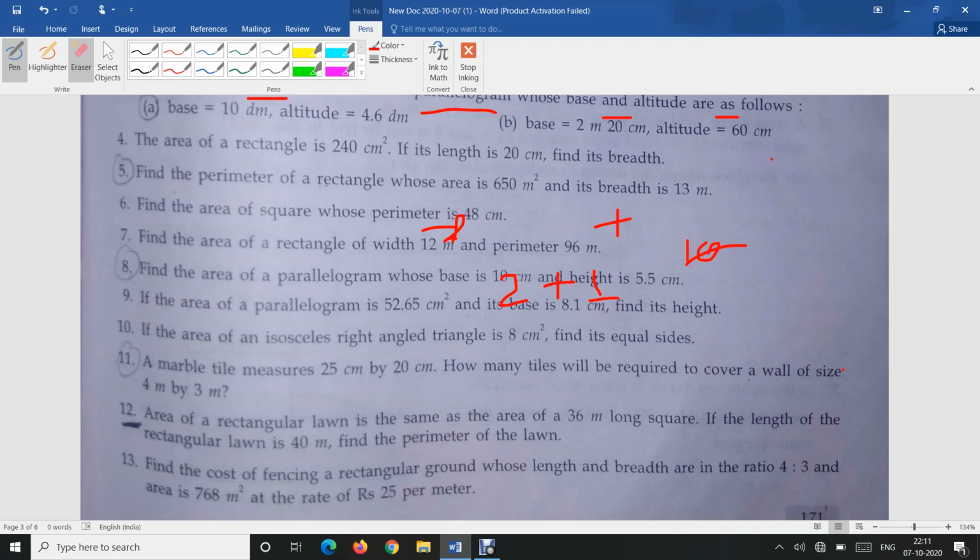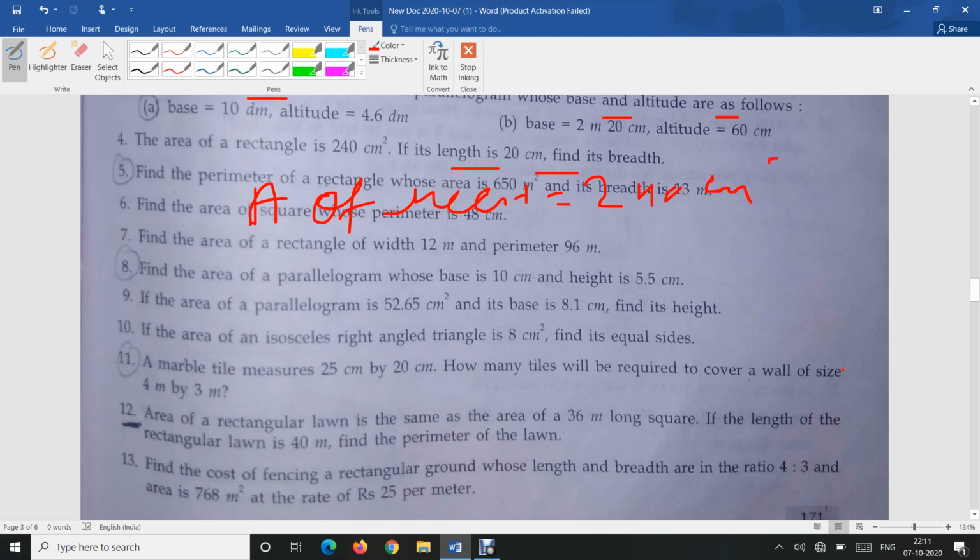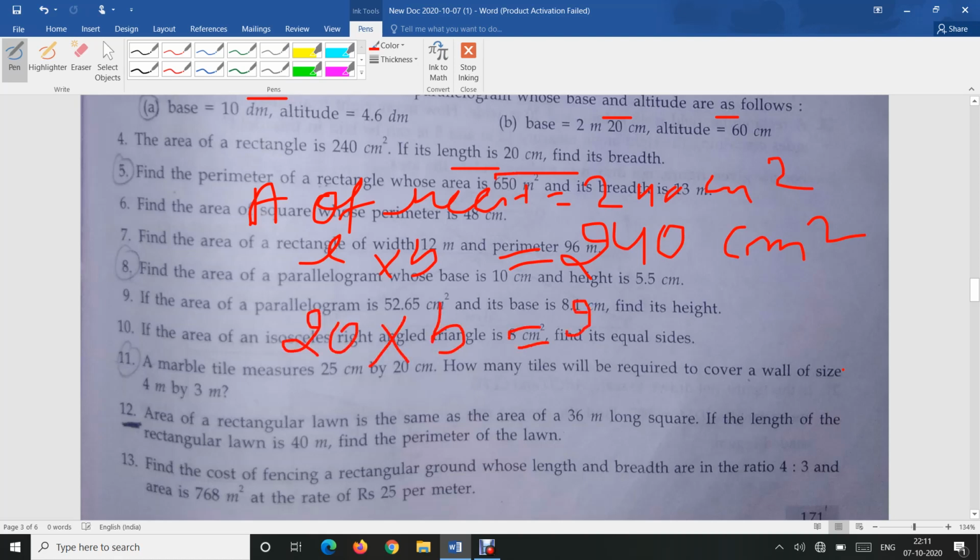Question number 4 is saying that the area of a rectangle is 240 centimeter square. If the length is 20 centimeter, find its breadth. The area of the rectangle is given to you, 240 centimeter square. You can apply the formula for the area of a rectangle, which is equal to length into breadth, which will equal 240 centimeter square, because it is given. Now the length is 20 centimeter, but the breadth is missing, so you have to find the breadth. You can put it equal, because both the values are the area of the rectangle.